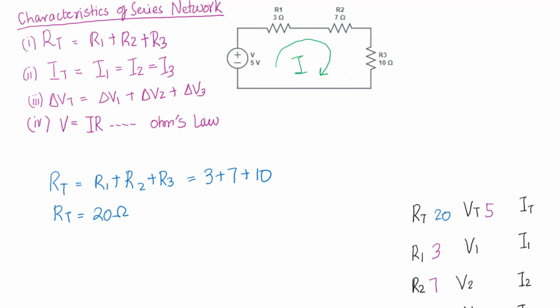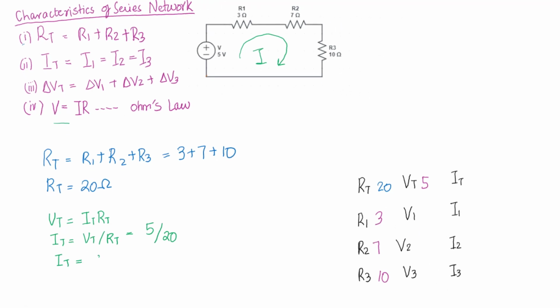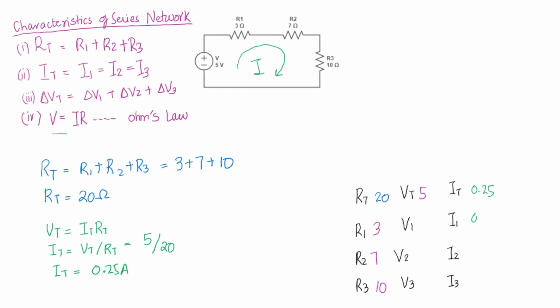Now we can easily calculate the total current through Ohm's law, which is Vt equals It times Rt. So the total current would be equal to the voltage divided by the total resistance, which would be 5 divided by 20. So the total current would be 0.25 amps. Since this is a series circuit, we know that all the currents in the resistors would be the same. So I1 would be 0.25 amps, I2 and I3 would be the same.